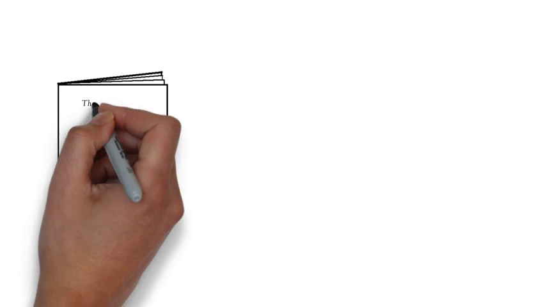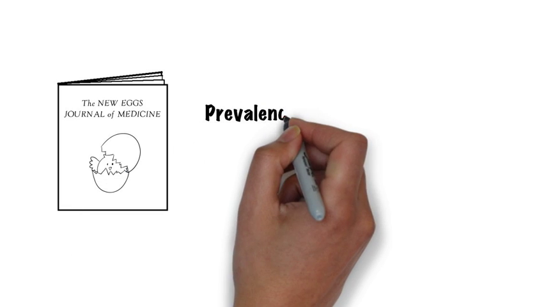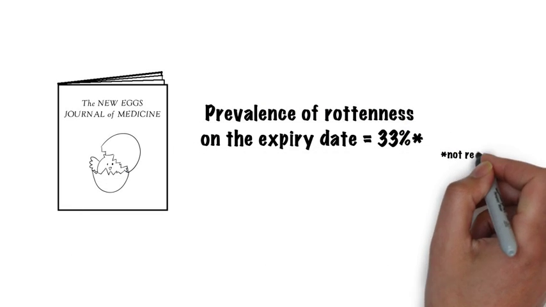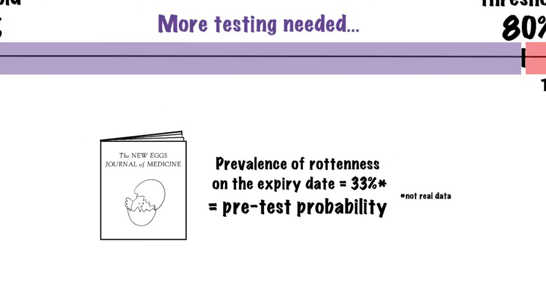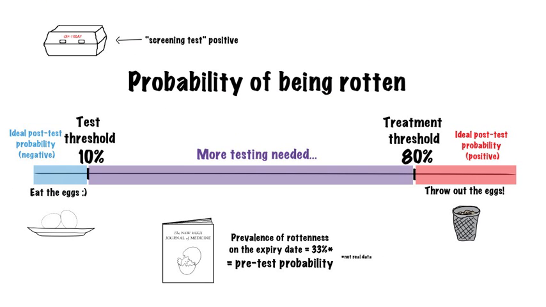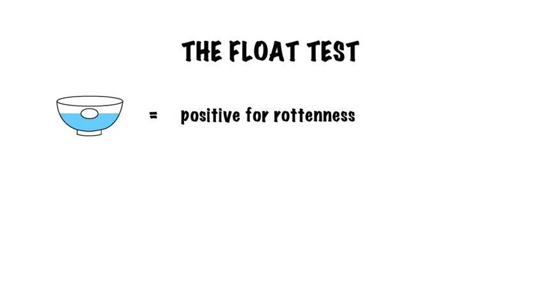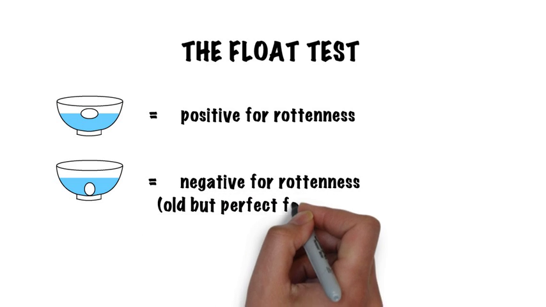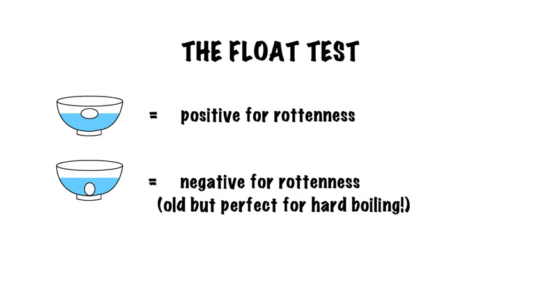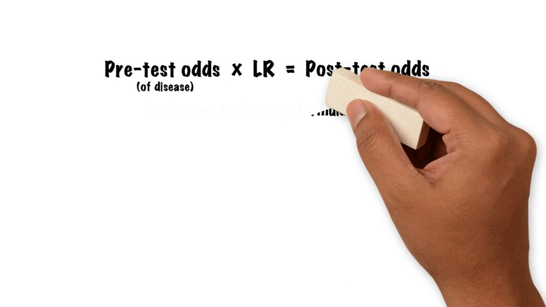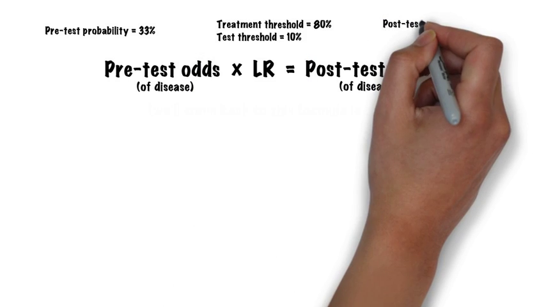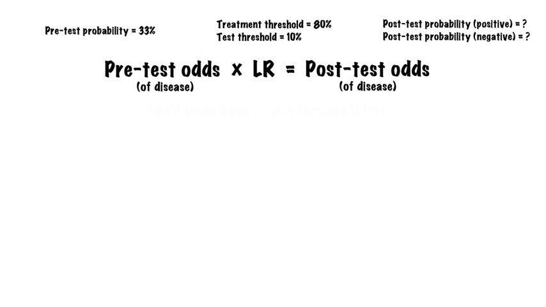According to a recent study in NEJM, the prevalence of rottenness among eggs on their labeled expiry date is 33%, so let's make that our pre-test probability. As for our diagnostic test, let's use the float test as an example. Okay, now let's step back to see what we have so far. We're pretty much set to go.